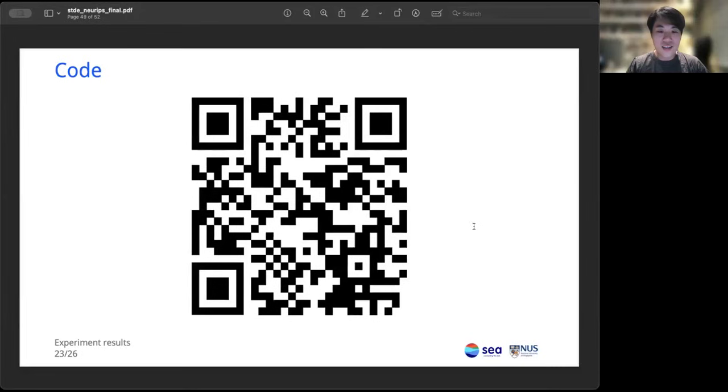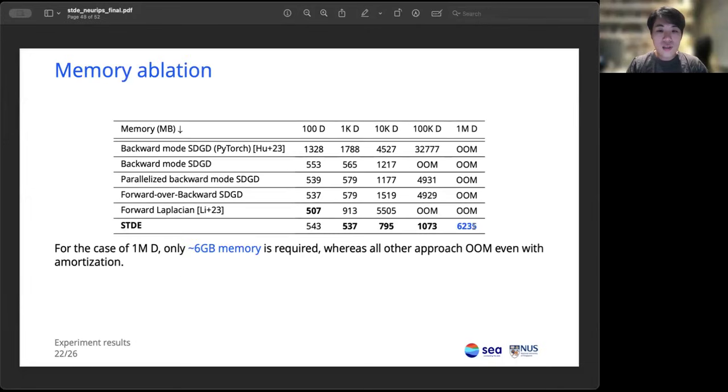Our code is also open source. You can just type in STDE in a GitHub search, and you should be able to find our code.